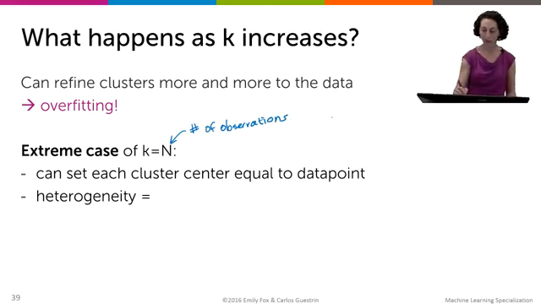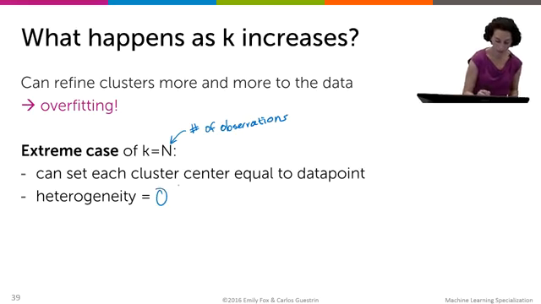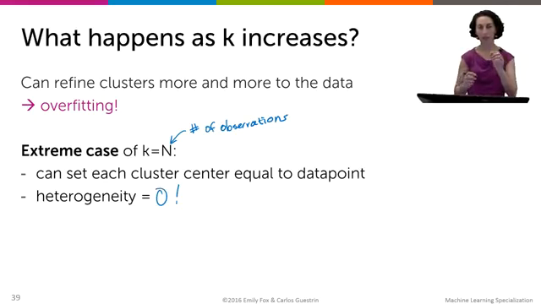Then for each one of our observations, we can define that to be a cluster center. So what's the heterogeneity of that clustering? It's 0. And why is it 0? Because we're looking at the sum over all of our clusters of the square distance of the observation to the cluster center. And what's the distance to the cluster center? It's 0. Each cluster center is the observation itself.